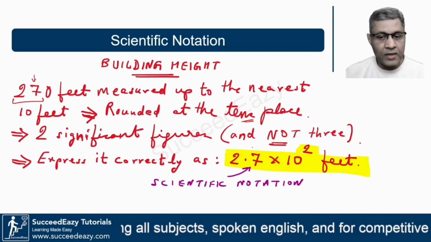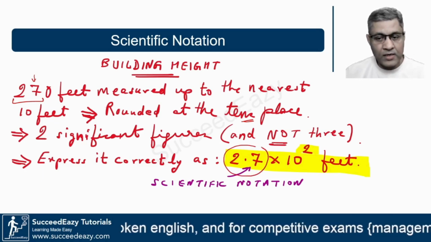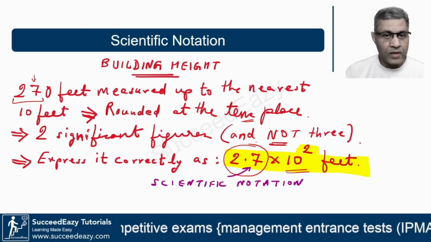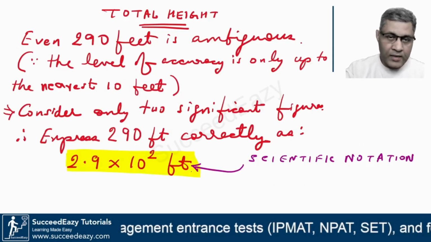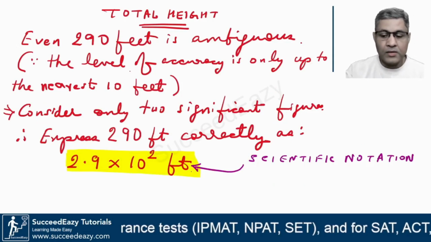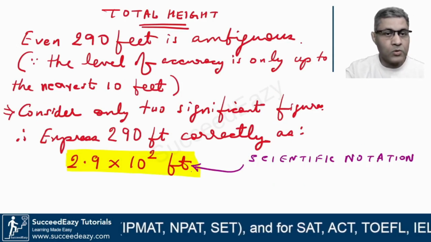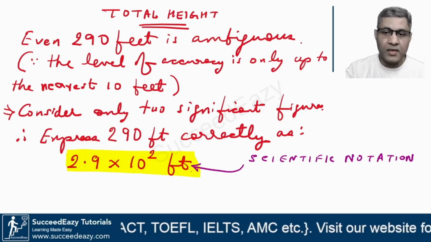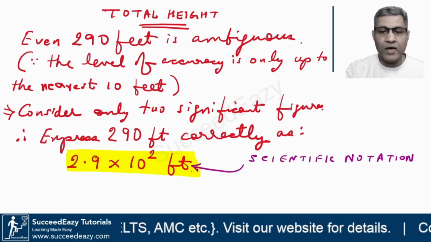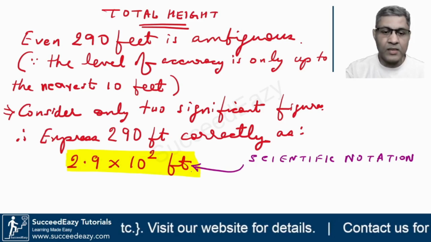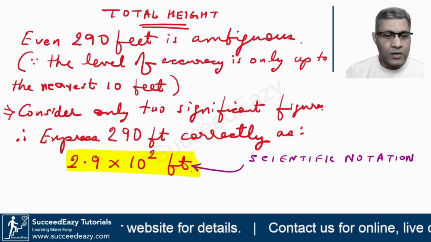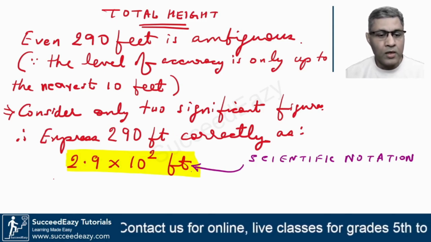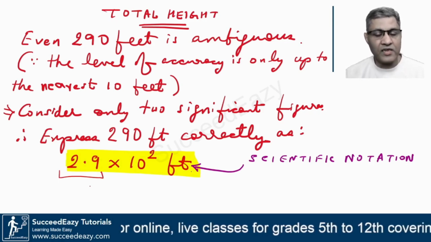Now look, there is a standard way in which we get this part, and then we take a multiple of 10, which I'll show to you in a while. Stay with me, please. Let's take another example. The total length was 290 feet. Again, that is ambiguous because the level of accuracy is only up to the nearest 10 feet. So we have to consider 2 significant digits here as well. Therefore, as before, 290 feet is correctly represented as 2.9 times 10 to the power 2. This shows that it has only 2 significant digits and not 3.